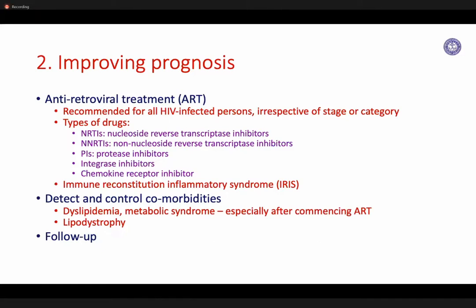And you must arrange for follow-up so that they continue to take their medications and do the testing and so on. Follow-up is very important. They can't stop medicines. They have to continue it for life, and they must be monitored and followed up and looked after continuously. So that is improving prognosis.